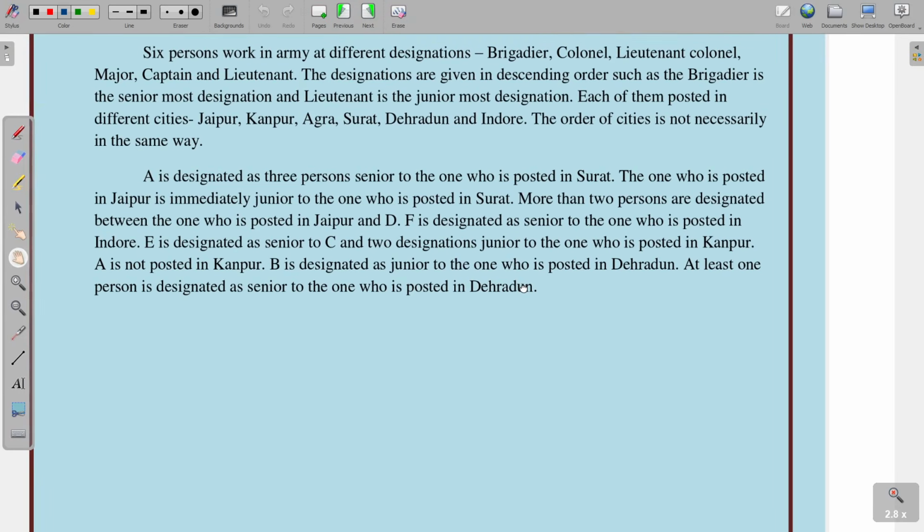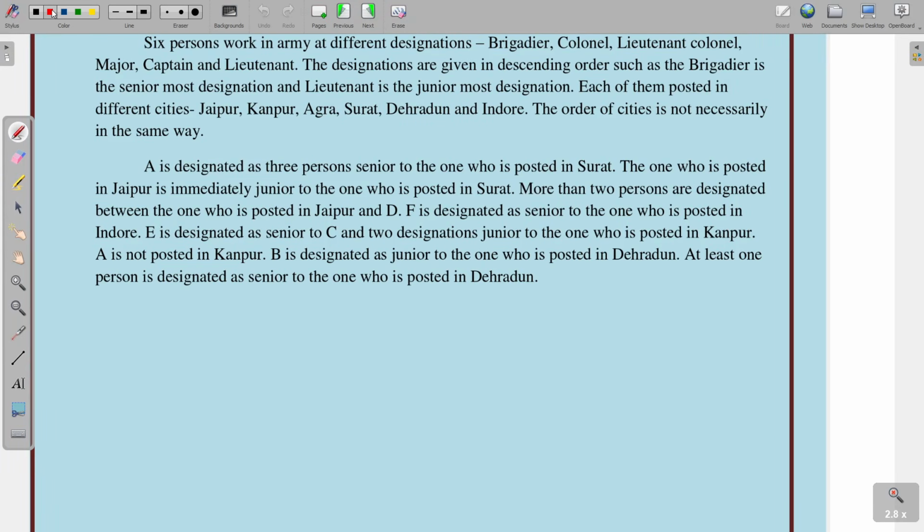Next, 36 to 40, here we have one more puzzle is there. 6 persons work in army designations: brigadier, colonel, lieutenant colonel, major, captain and lieutenant. The designations are given in descending order such that brigadier is the senior most designation and lieutenant is the junior most designation. Starting from brigadier and next colonel and next lieutenant colonel and next major, captain and lieutenant.